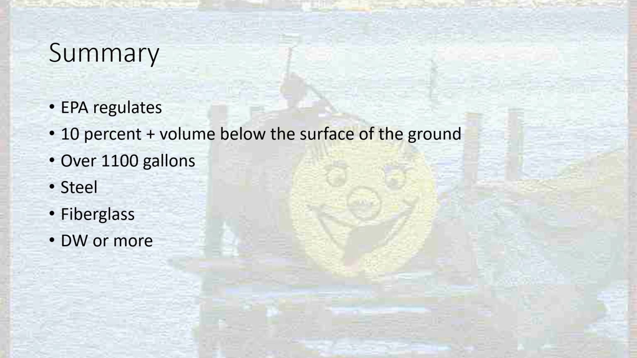So in summary, these are EPA regulations. 10% of volume below ground, over 1,100 gallons, or for a farm, over 110 gallons for just any other tank. They can be made out of steel. They can be made out of fiberglass. They can be steel that's covered with some type of fiberglass or rubberish coating. It's not rubber, I forgot what it's called exactly, polyethylene coating, something like that. They can be double walled or more. They have to be double walled or more nowadays for gas stations so that it's harder for them to release to the environment.